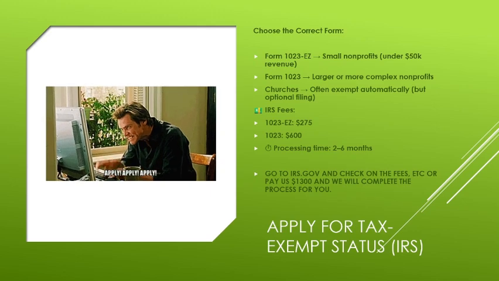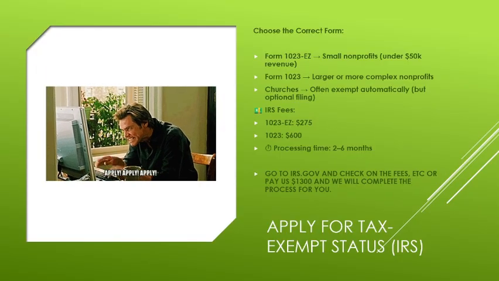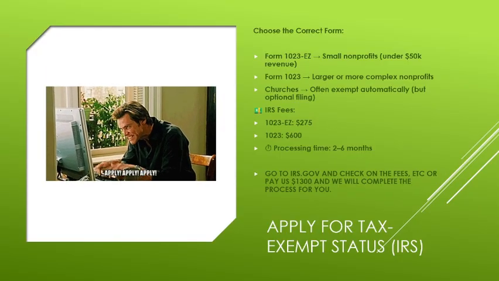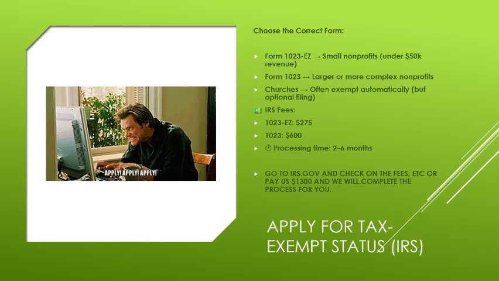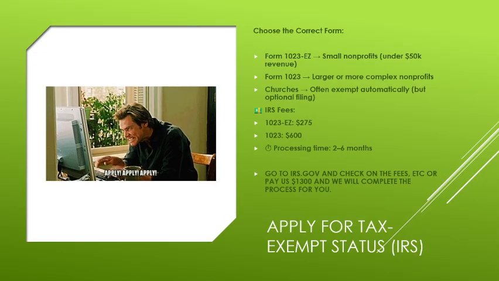Now, when you watch the first part of my video, you would know which one of these forms you're going to choose. There's a lot of different forms. Now, the 1023 easy, that's for small nonprofits where your yearly revenue is under $50,000. That's when you can file that form. It's quick and simple. 1023 easy.